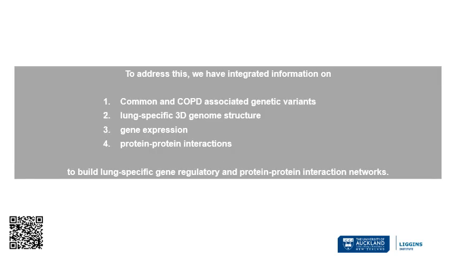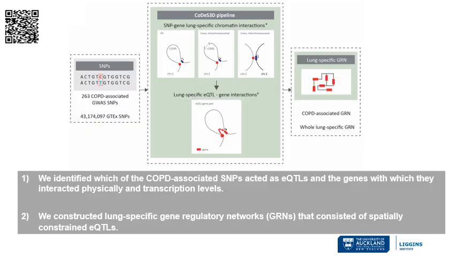So to address this, we really just set about integrating information that was available on common COPD associated genetic variants, lung-specific 3D genome structure, gene expression, and protein-protein interaction networks. And really what we tried to do was to build a lung-specific gene regulatory and protein-protein interaction network. And so we did this two ways. The first way was that we were using a pipeline that we've used quite a bit before, one that we developed called Codes3D.